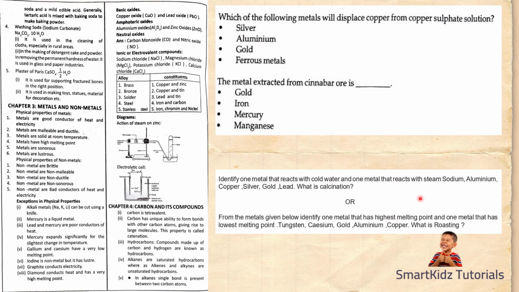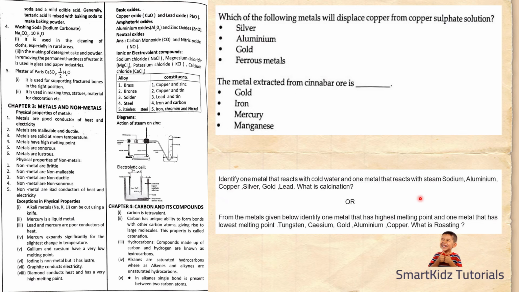Directly or indirectly, you will get a question on calcination or roasting. So you should know the definition of calcination and roasting, and where they are used. Very important. What is the purpose of calcination and roasting? And not just that, you should know which ores are used. It is not used for everything. You should know which ores are used for calcination, which ores are used for roasting, and then why we use it.